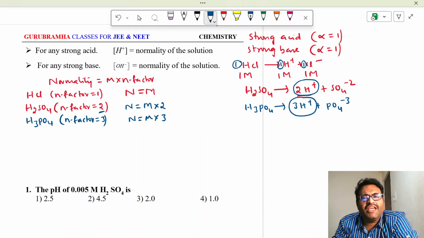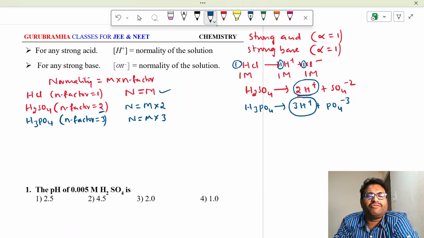So in the question, if it is given in molarity, you better convert it into normality. Without converting into normality, if you try to solve, you may make a mistake. For HCl, okay, but what about H2SO4 and H3PO4? Normality is not equal to molarity, so there can be a mistake done by you. Understood?